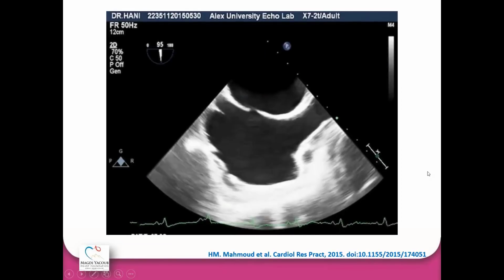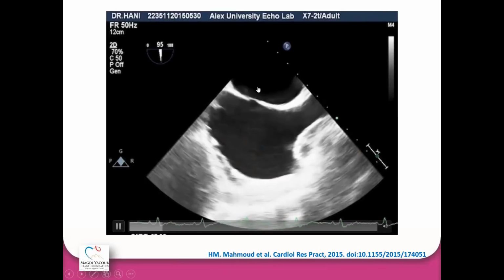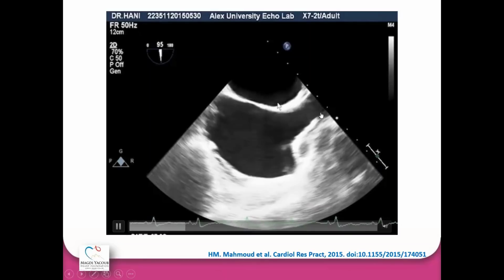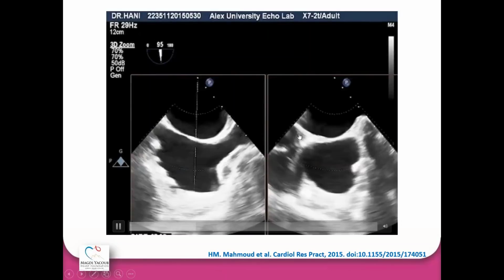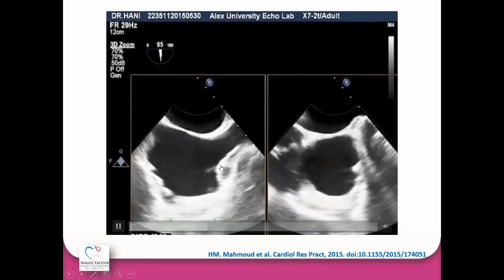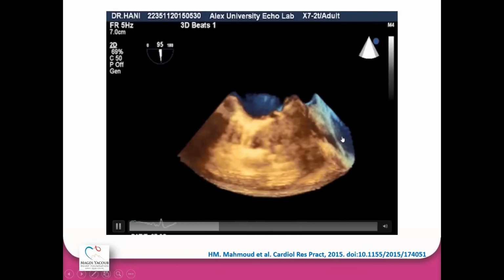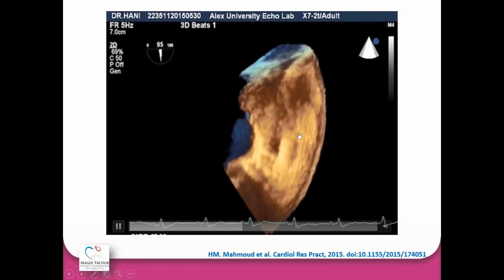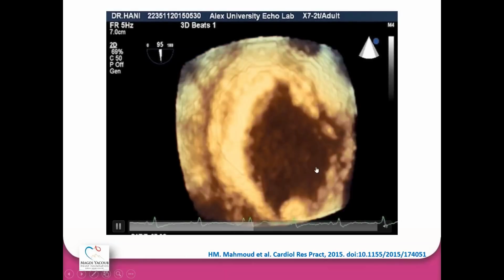This is how we do it in real life. It takes just about 19 seconds. This is the bicaval view, as we said. The superior vena cava is here, and then apply the 3D zoom. Put your lines at the ostia. Acquire. Superior vena cava is here. Rotate anti-clockwise, and then tilt left for 90 degrees, and that's it.